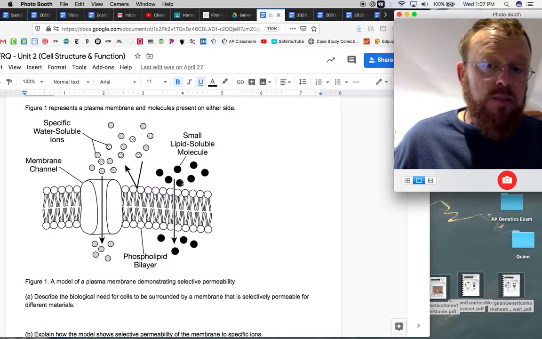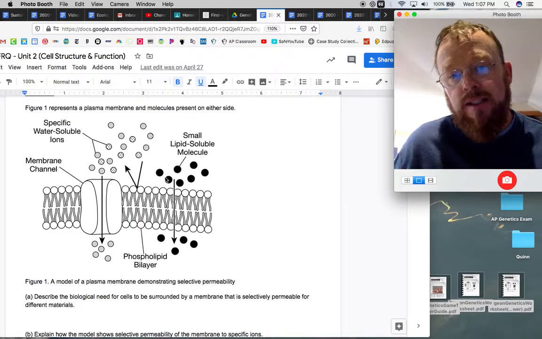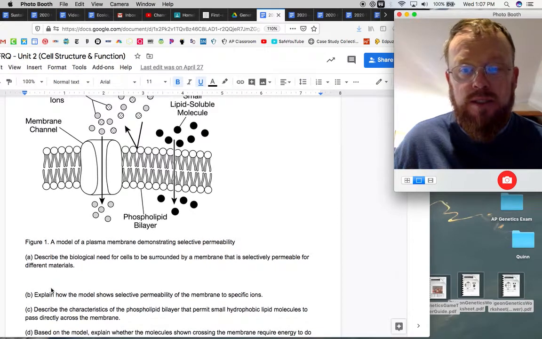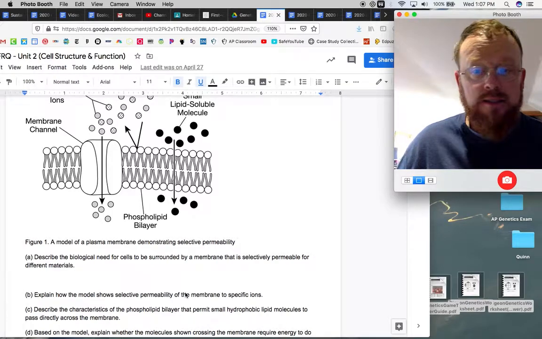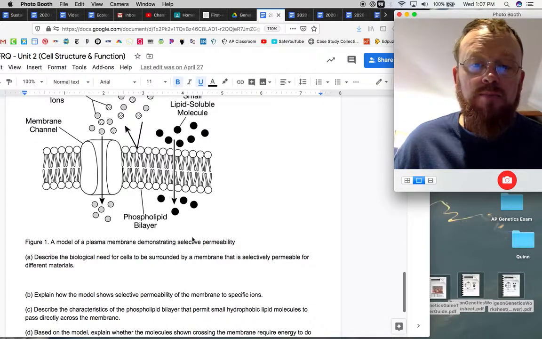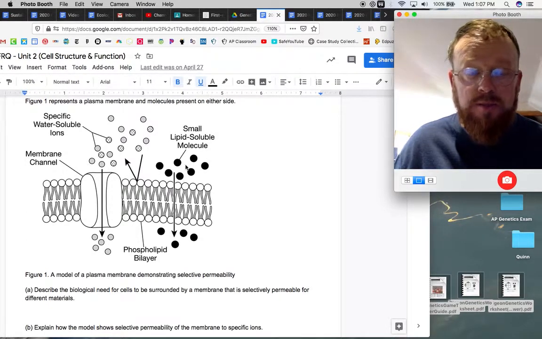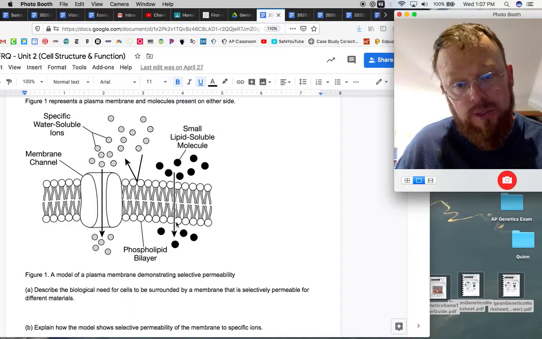And then these ones that are colored in black, we know those are nonpolar because they're lipid soluble. That seems like a funny way to describe that to me, but that's telling us that these ones are nonpolar, these ones are polar. Okay, and so the question says, explain how the model shows selective permeability, meaning some things can pass and some things can't, to specific ions. Well, in this case, it's showing us that the nonpolar ones, as long as they're small enough, can wiggle through the phospholipid bilayer, that's what it's showing us here.